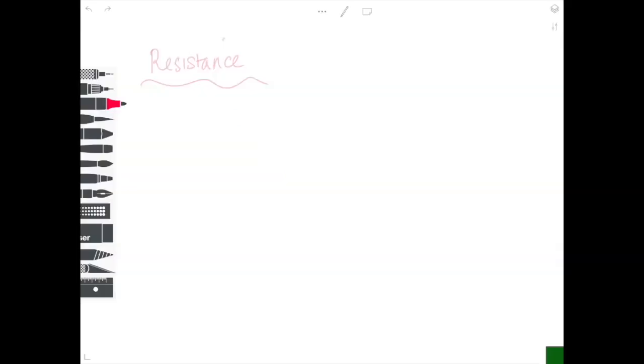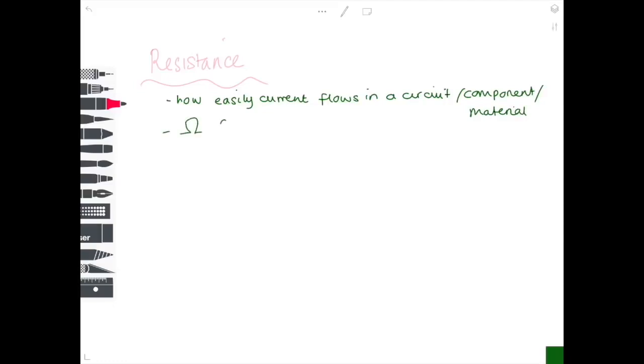Now think about what the word resistance means in English. If you're a resistant person, it means that you don't like suggestions, or you're resistant to change, which means you don't want to do it. So resistance in an electrical circuit is all to do with how easily a current flows in a circuit or in a component or material. The unit of resistance is the ohm, and the important equations you need to know come from this formula triangle, which states that resistance equals voltage divided by current. Now notice that increased resistance reduces the current.